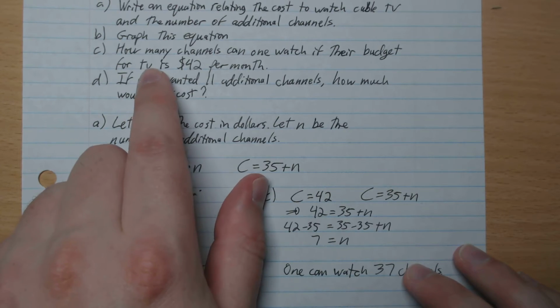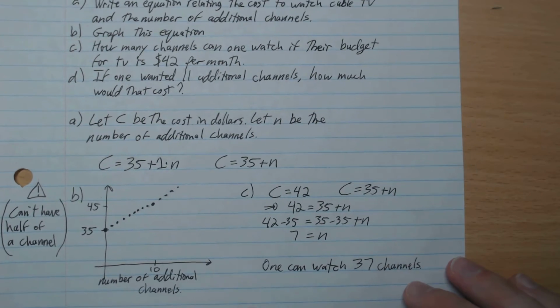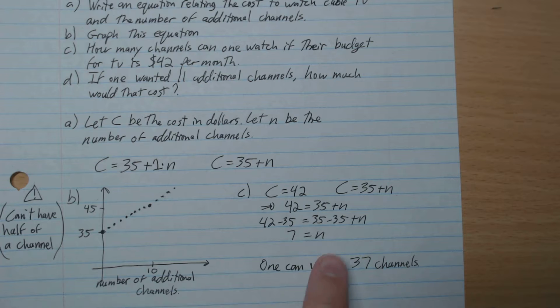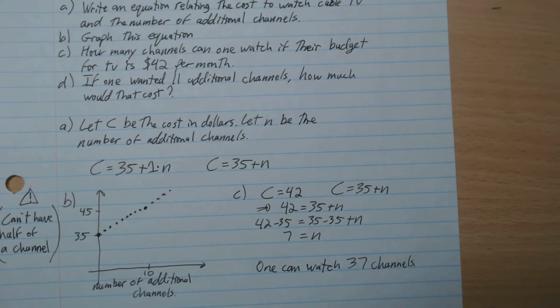C. How many channels can one watch if their budget for TV is $42 a month? So here we have C equals 42. Plug that into our equation. 42 equals 35 plus N. Minus 35 to both sides, and N equals 7. Now N equals 7 is additional channels, so it's 30 plus 7. So one can watch 37 channels is our answer.